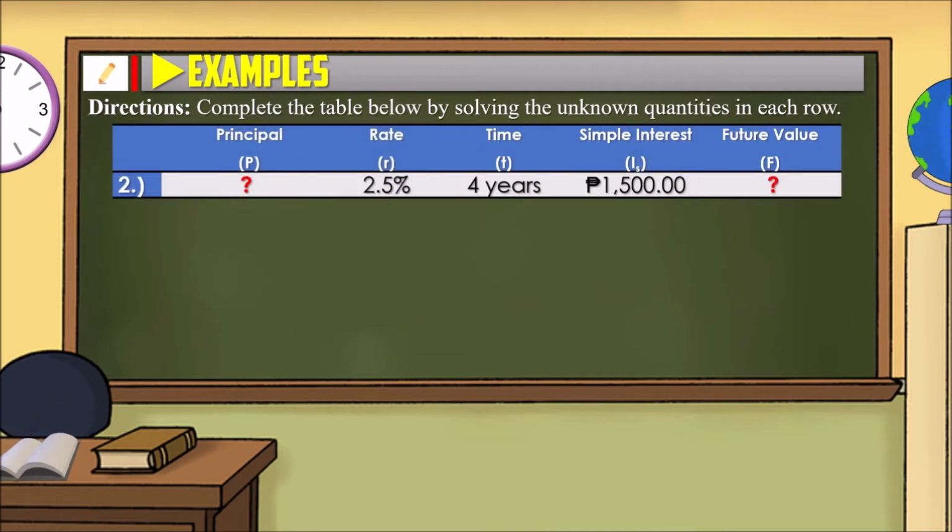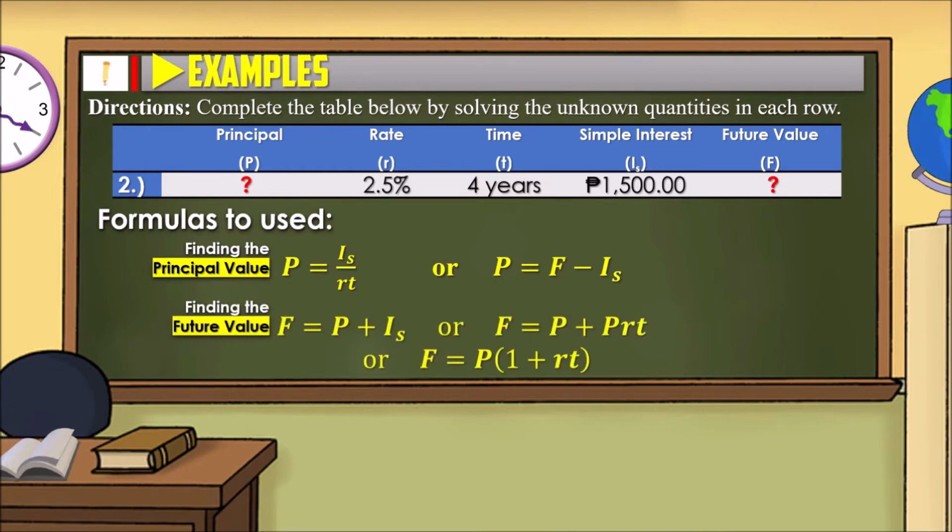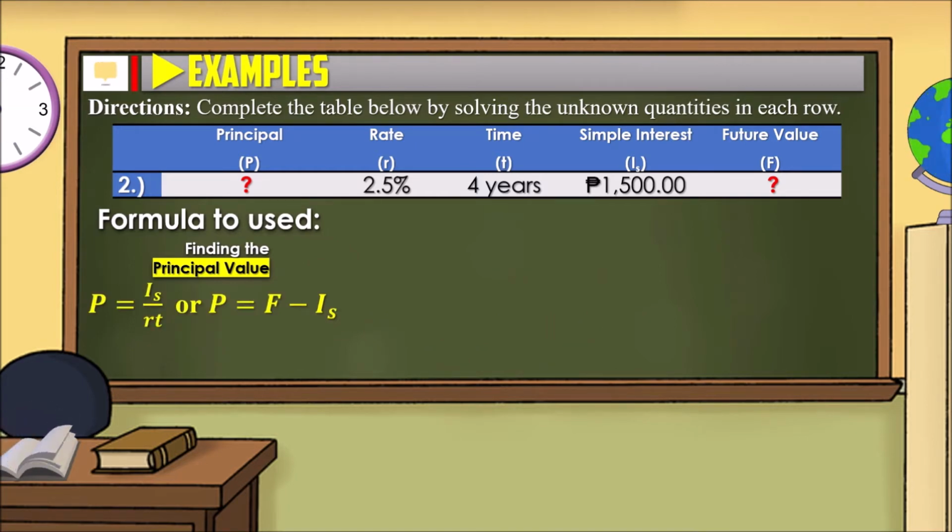Number 2. In number 2, we need to solve the principal value and the future value. Here are the formulas we are going to use. For finding the principal value, we have, and for finding the future value, we have this formula. Let us now solve for the principal value.